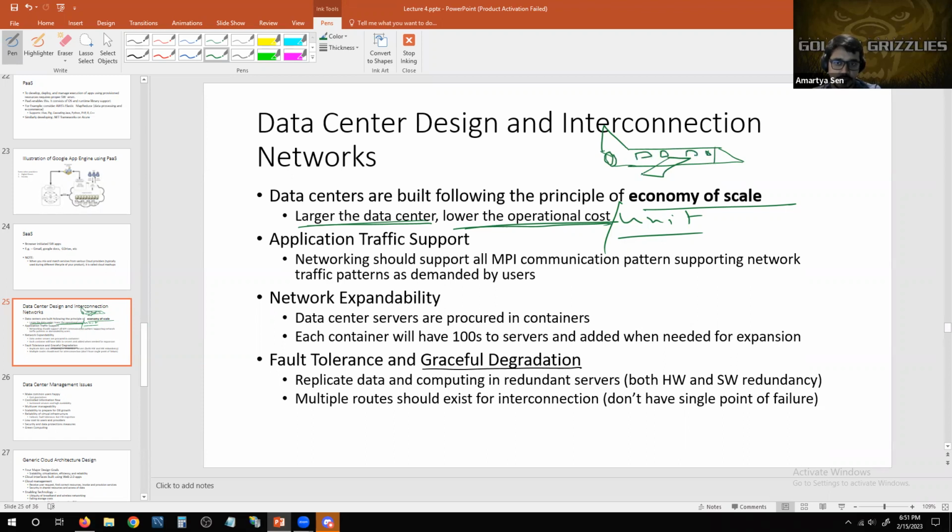So this is my poor attempt in making an airplane. Can somebody explain the economy of scale with respect to airlines?